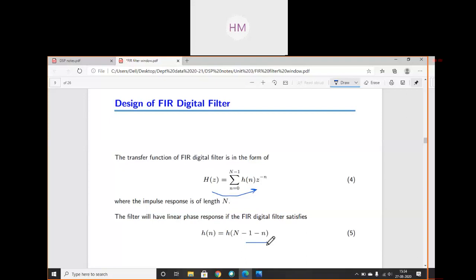So what is the condition? It is h(n), the impulse response of a system, should be equal to h(N-1-n). This we have to remember. So write down this in your copy. You wrote both the equations. Should I move ahead?